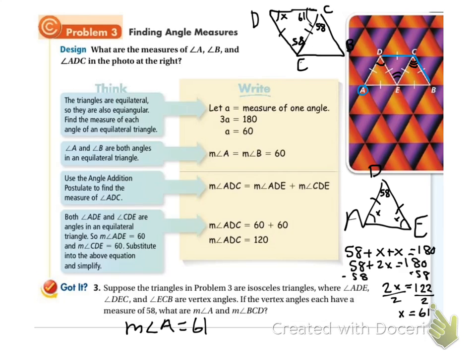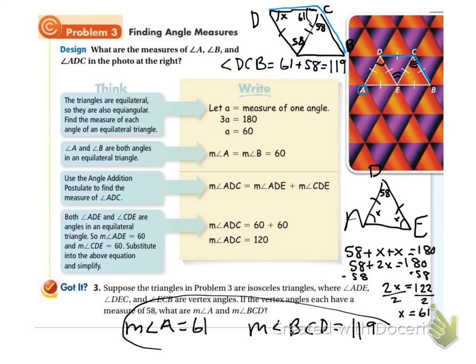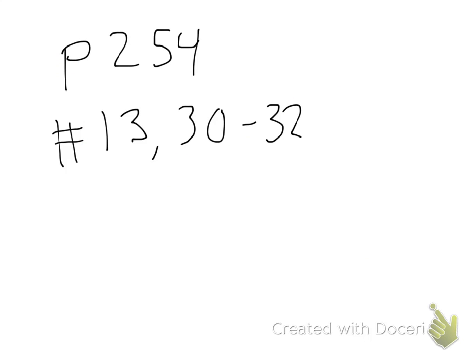So the whole angle that I'm looking for, this angle right here, DCB, so angle DCB is equal to 61 plus 58, which is 119. So I'll copy that down here as well. But now I found both measures. So, there's your homework.